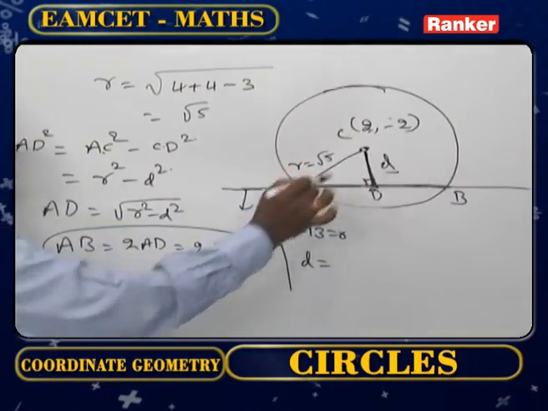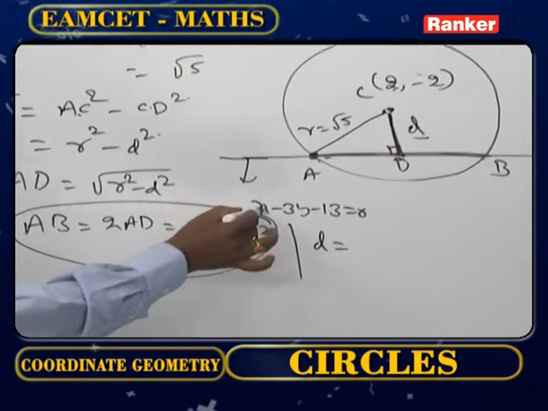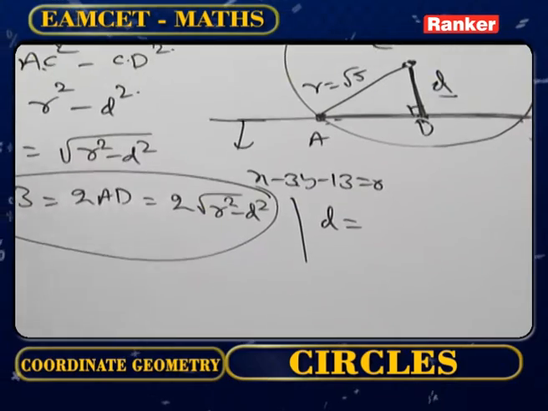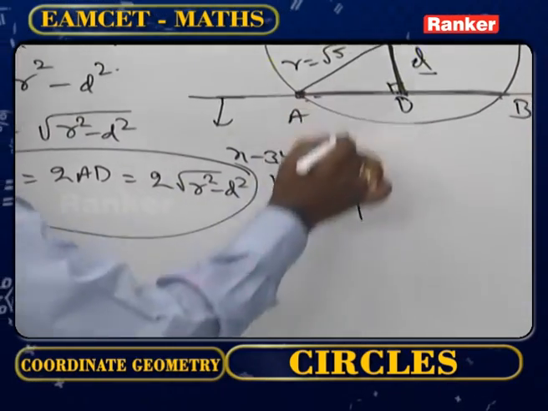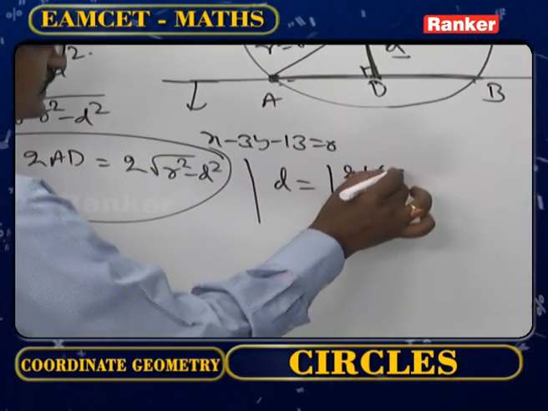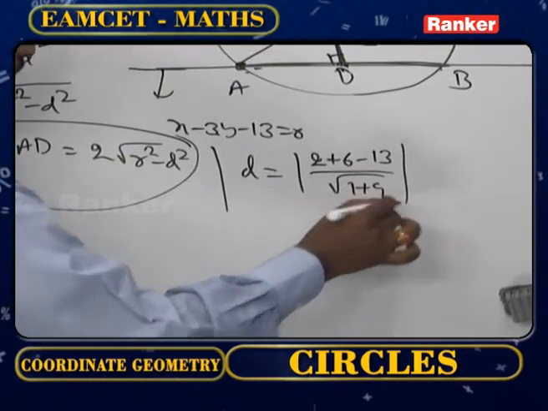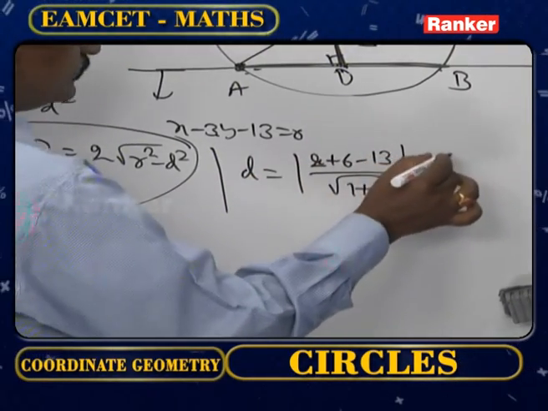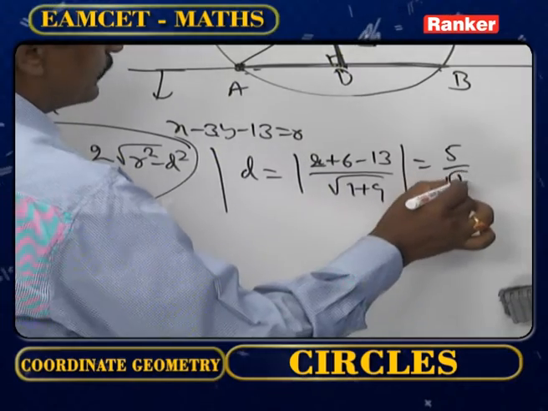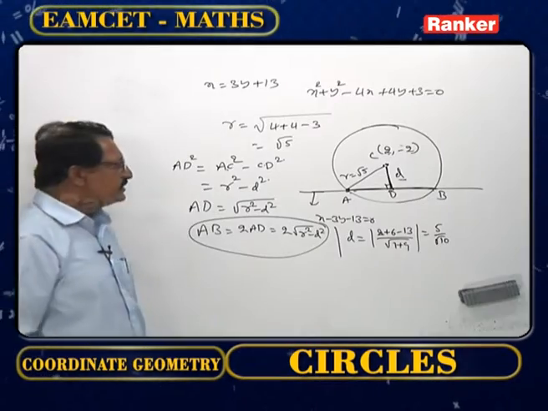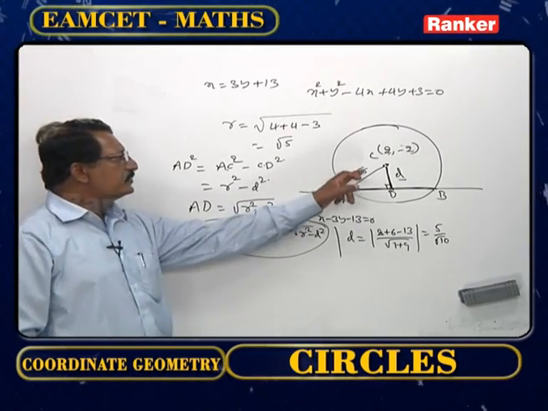Now, d equals the perpendicular distance from the center, minus 2 comma minus 2, to the line x minus 3y minus 13 equals to 0, which is mod of 2 minus of minus 2 plus 6 minus 13, divided by square root of 1 plus 9, that equals 5 by root 10. So d equals 5 by root 10, and R equals root 5.